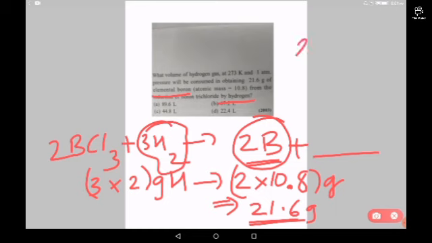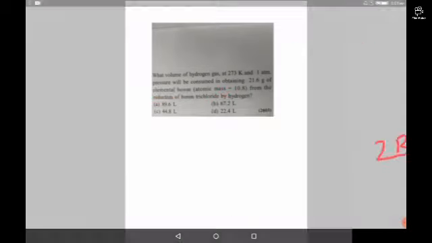For 1 mole it is 22.4 liter. So for 3 moles it will be 3 into 22.4, or 67.2 liter. That is our B option.